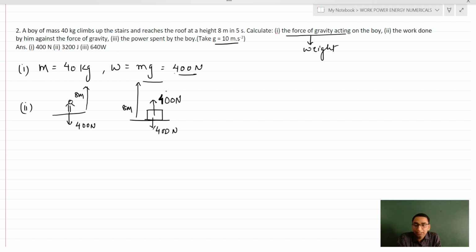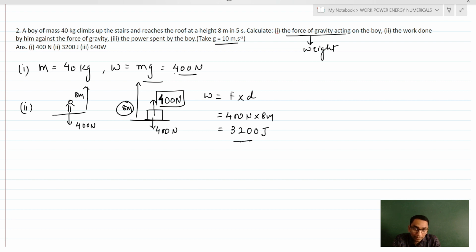In this situation, the box will be lifted up and it will be going in the upward direction with constant speed, right? So the work done by the boy in lifting this box upwards is this force applied times the displacement, which is 8 meter. So that is 400 Newton times 8 meter, which is 8 4s are 32, 3200 joules, the correct answer. So the same thing which I replicated with the example of the box, he himself is carrying his own weight to a height of 8 meter above the ground.